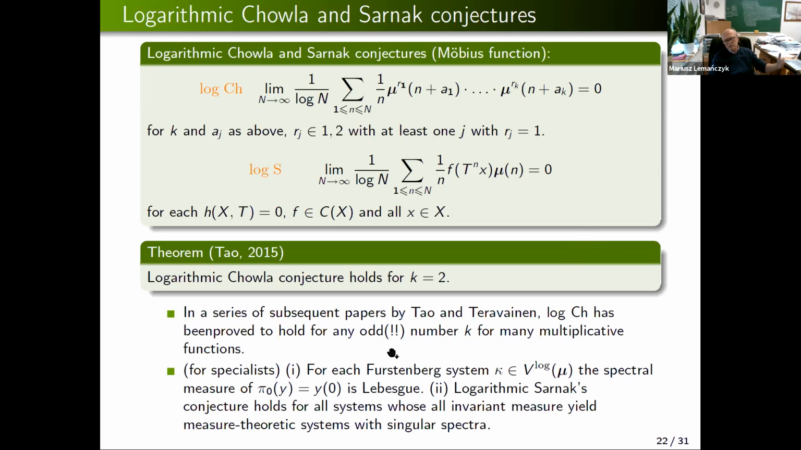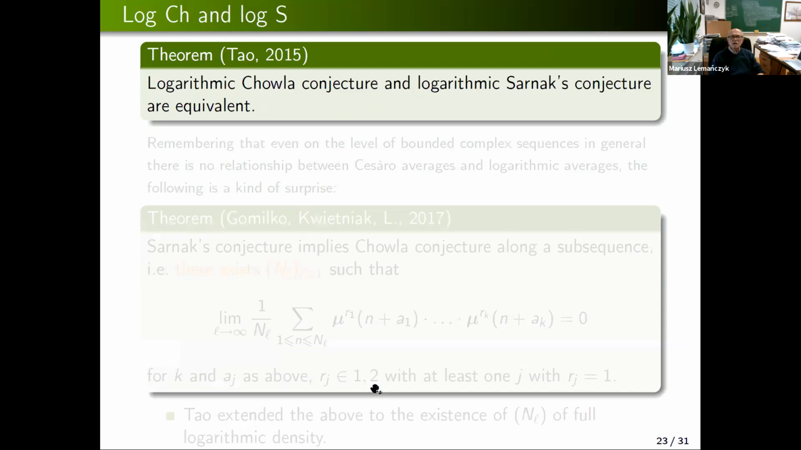And then there were some subsequent papers. I think today they have published many papers trying to prove that this holds for different k's. It turns out that this works for k odd and for many multiplicative functions. Maybe I skipped this for specialists, but the other result was even more amazing, because he proved that the logarithmic Chowla conjecture and the logarithmic Sarnak conjecture are equivalent. That's an amazing paper.